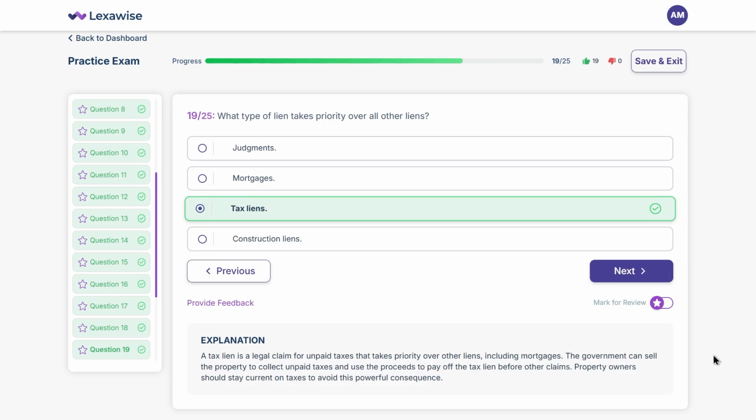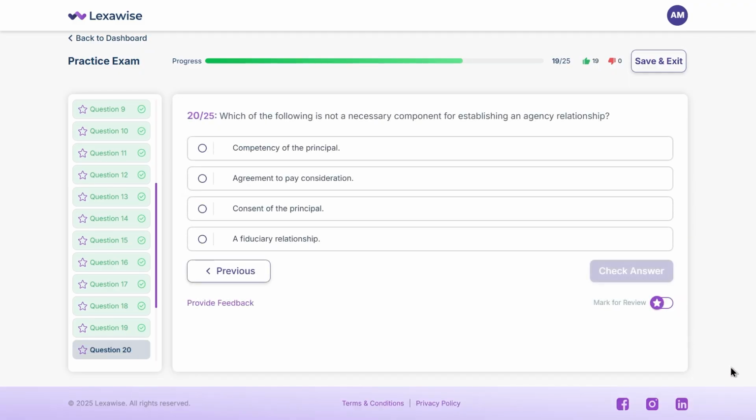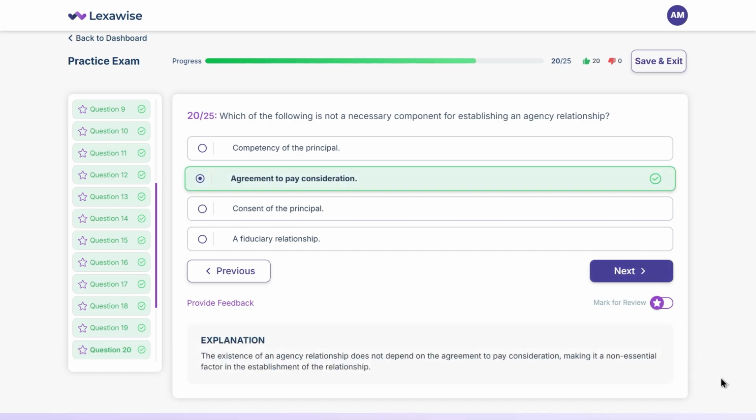sold. Now, question 20. Which of the following is not a necessary component for establishing an agency relationship? A. Competency of the principal. B. Agreement to pay consideration. C. Consent of the principal. D. A fiduciary relationship. Pause and decide. The correct answer is B. Agreement to pay consideration. The existence of an agency relationship does not depend on the agreement to pay consideration, making it a non-essential factor in the establishment of the relationship.